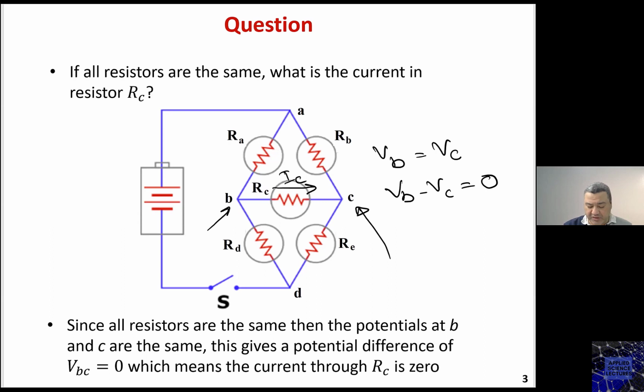And if this resistor RC has a potential difference across that is 0, then definitely the current entering into this resistor would also be 0.